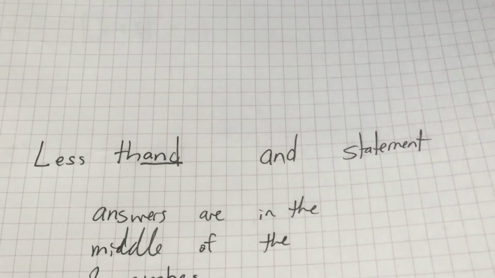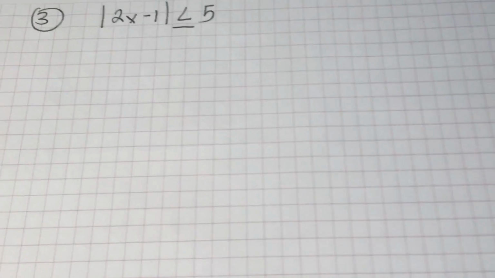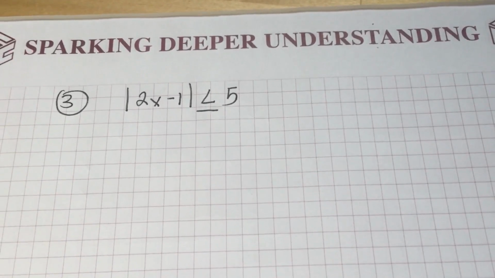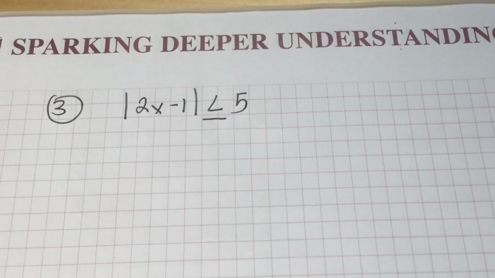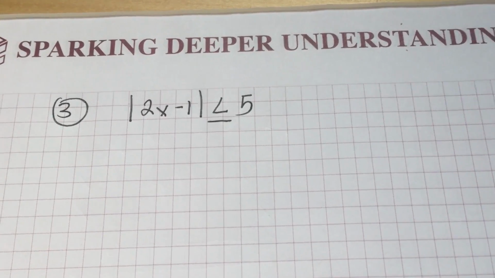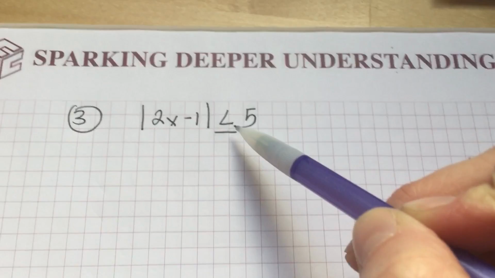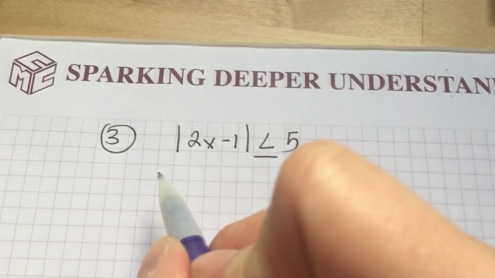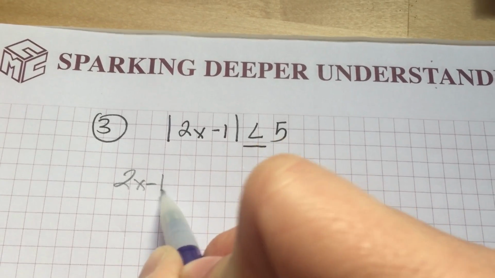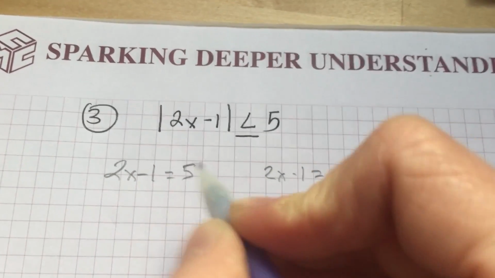Okay, so now let's test these out with a couple more problems. So here's our first one. You might want to pause the video and try this one out on your own. Okay, so I see that it is a less than or equal to, so I know that it's going to be coming together. So again, I'm just going to set it up as 2x minus 1 equal to 5, and then 2x minus 1 equal to negative 5.